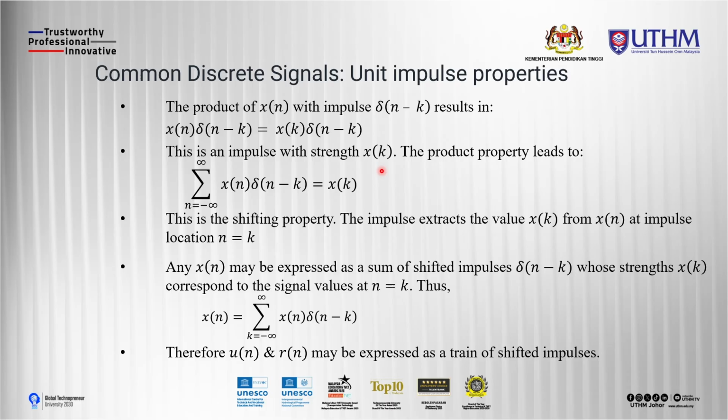It extracts the value of x[n] exactly at the locations where the impulse occurs. Because of these properties, any discrete time signal can be written as the sum of the shifted impulses, where x[n] equals the summation over k from minus infinity to infinity of x[k] delta n minus k. So this is the so-called shifting property.